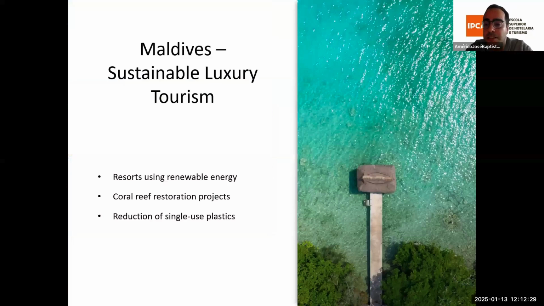The Maldives. The Maldives is recognized for sustainable luxury tourism. Resorts like Six Senses Laamu and Soneva Fushi are using renewable energy, coral reef restoration projects, and reduction of single-use plastics.